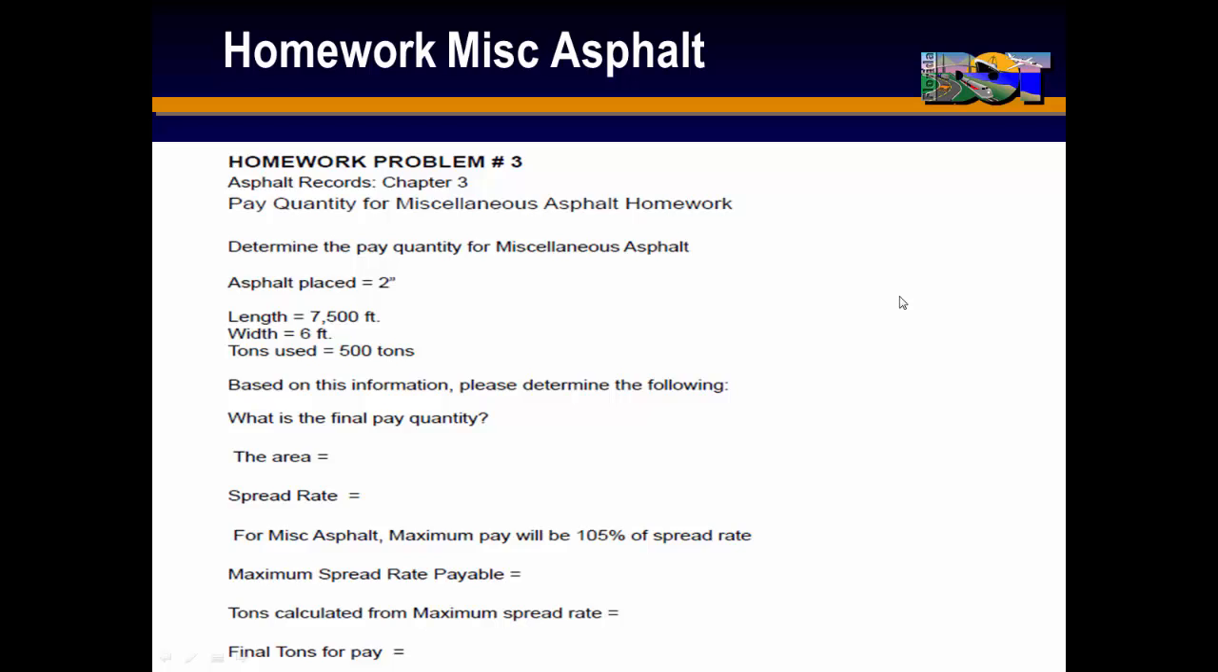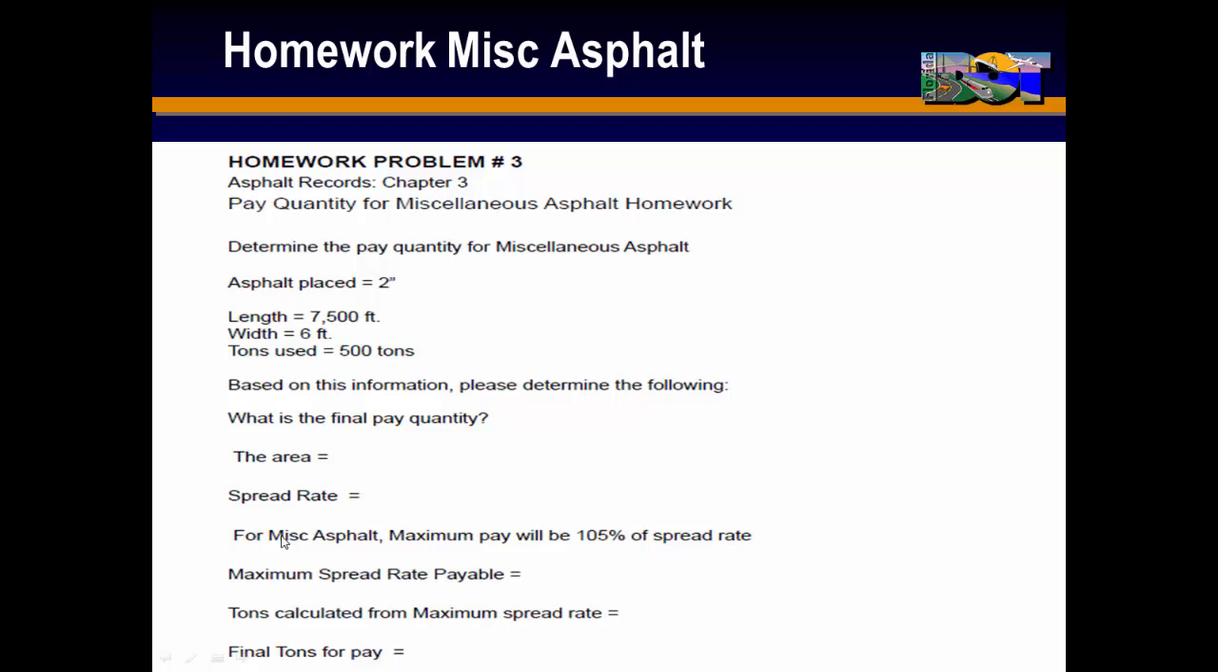So we have a length of 7,500 feet and a width of 6 feet that it was placed on, and we used 500 tons. Now to come up with our area, we simply multiply the 7,500 times the 6 divided by 9 to get our square yards that are covered, and then our tonnage. Based on this information, please determine the following. What is the final pay quantity, the area, the spread rate?